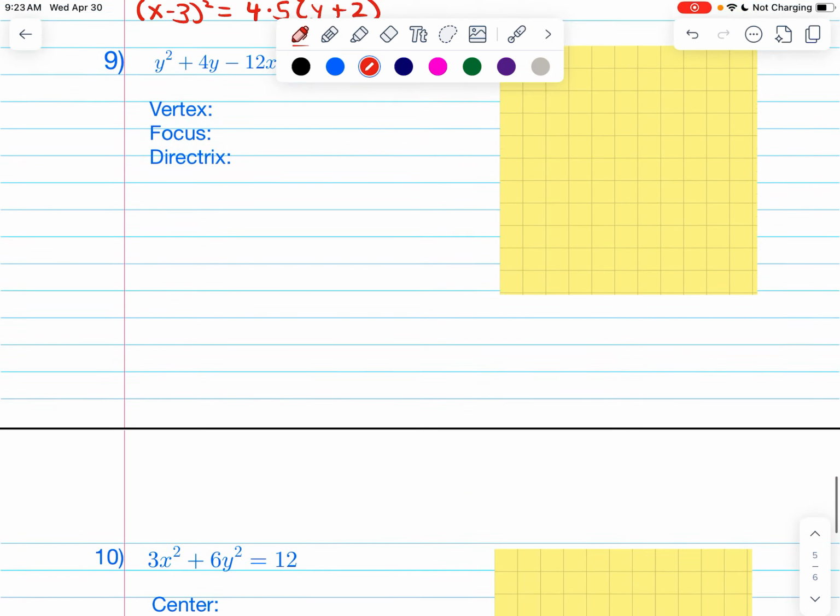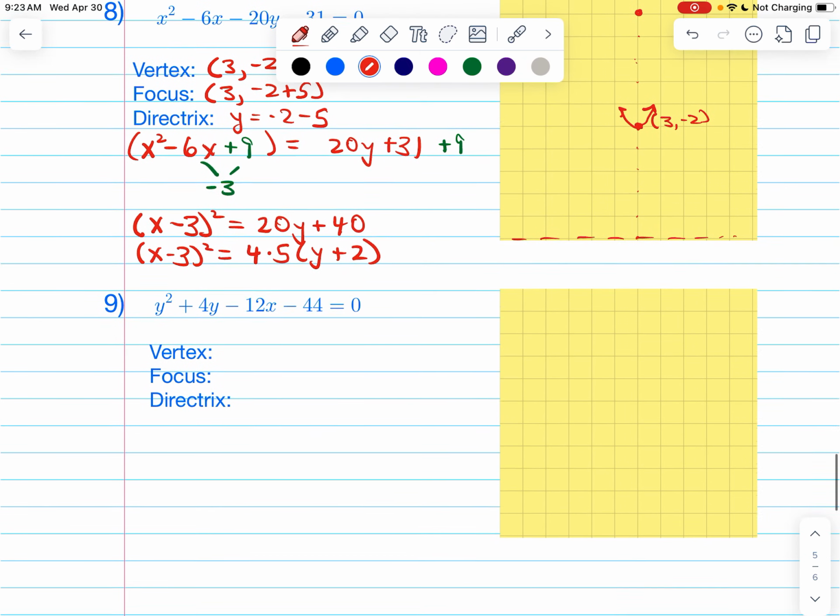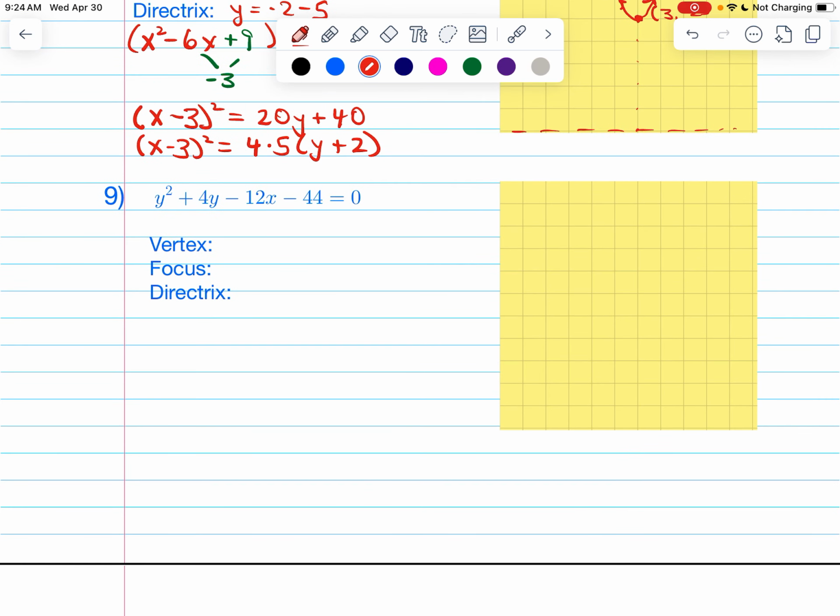Okay. Now this next one has the y squared, so we're thinking it opens to the right or to the left. I don't know yet, but let's see. So I'm going to complete the square. Gather my y's together. And this is 12x plus 44. Okay, so I'm going to take half of the 4, square it. And now I get y plus 2 squared equals 12x plus 48.